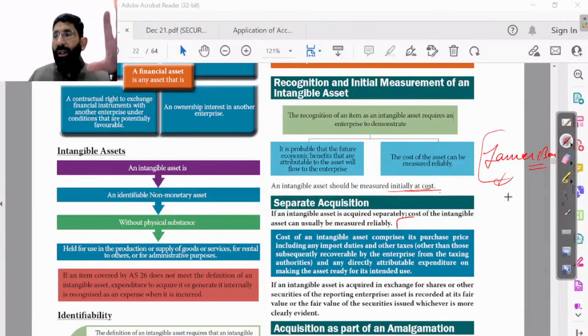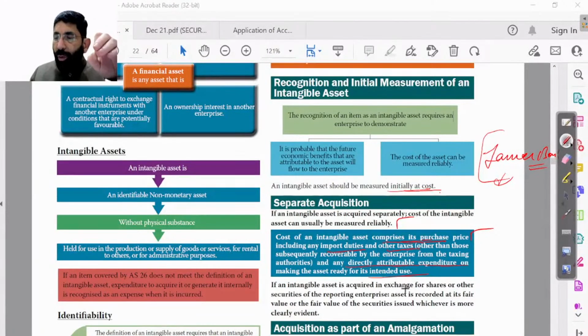So if I have taken a right from someone by paying some payment, that is an easily identifiable asset. Its cost includes whatever is the purchase price we have paid plus any import duty or other taxes, except those which will be recoverable later on. If we have paid some taxes but they are recoverable later on, they will not be included. Or any other directly attributable cost. Just like fixed asset, the way of calculating fixed asset cost and intangible asset cost is similar. There's no difference.